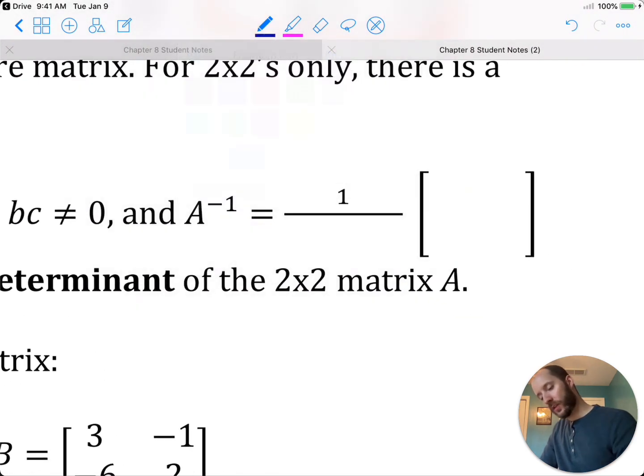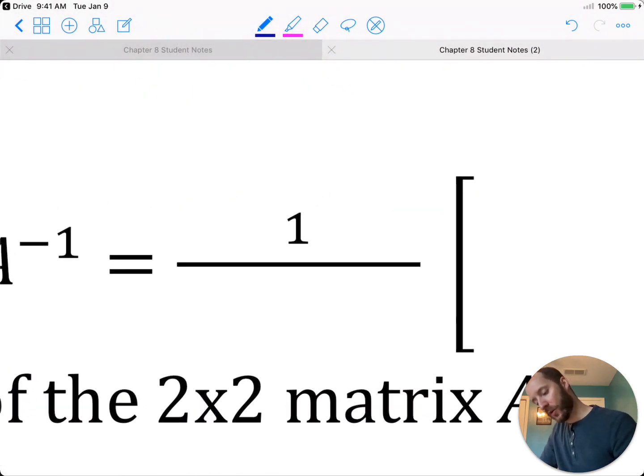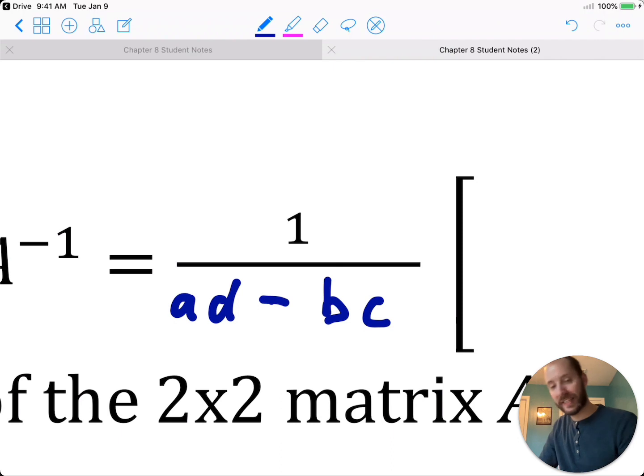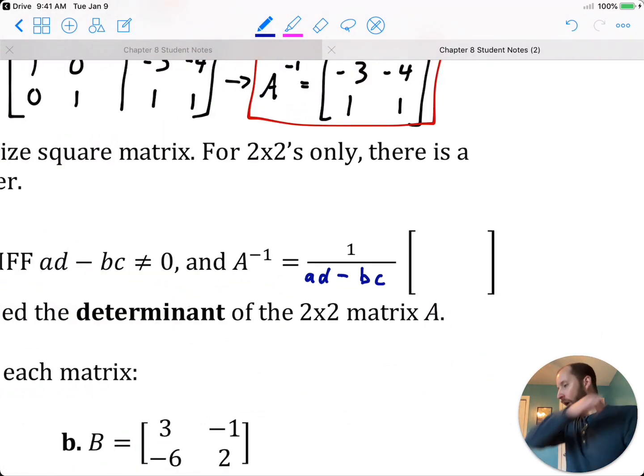So the formula is 1 over AD minus BC, so now you know why AD minus BC cannot equal 0. It can't have 0 in the denominator.